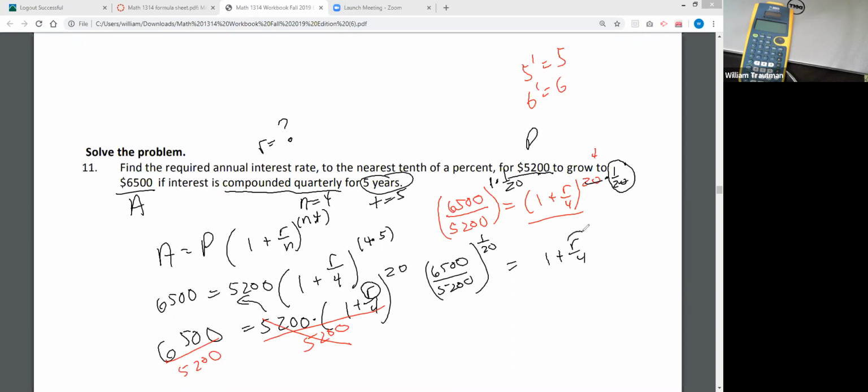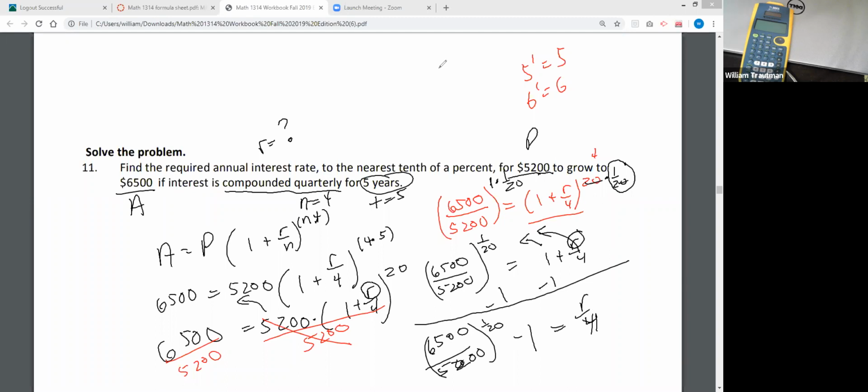My goal is to find out what R equals. I have to take the 1 to the other side and the 4 to the other side. You always take the add and subtract to the other side first. So I'm going to subtract 1, and I get 6,500 over 5,200 raised to the 1 over 20 minus 1 equals R over 4. Oh, Lord.